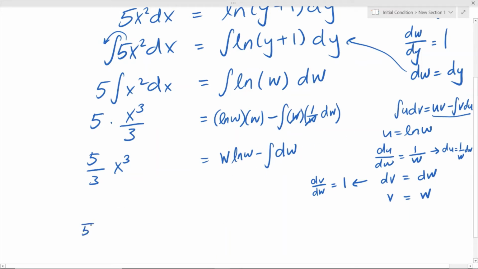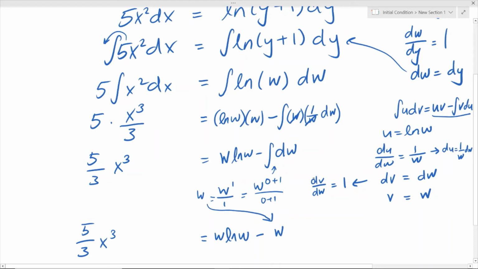And then from here, we can integrate this. So 5 over 3 x cubed is equal to w ln w. We're just copying these, and then to integrate a 1, we will basically get w. Well, originally it's w to the exponent of 0, right? We want to add 1 to the exponent, and then we copy whatever is at the top. So that's why we get w to the exponent of 1 over 1, and that's just going to be w right here. So this is going to be equal to w. So that's how we get this part.